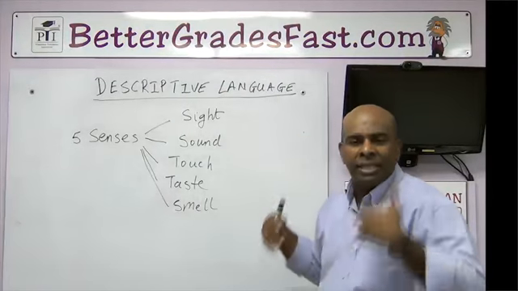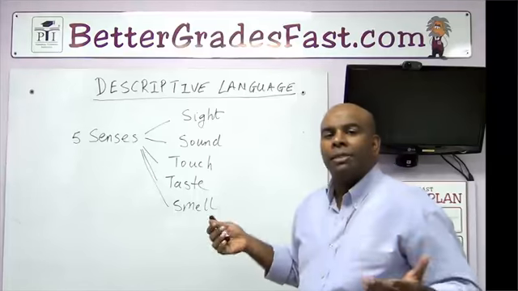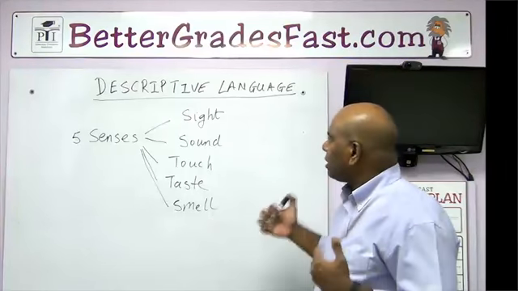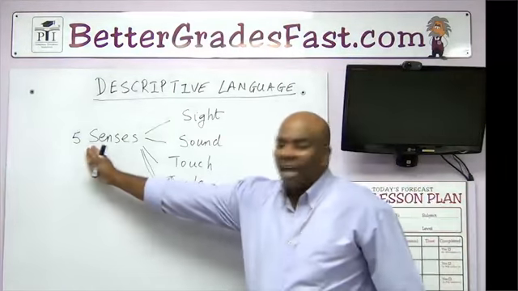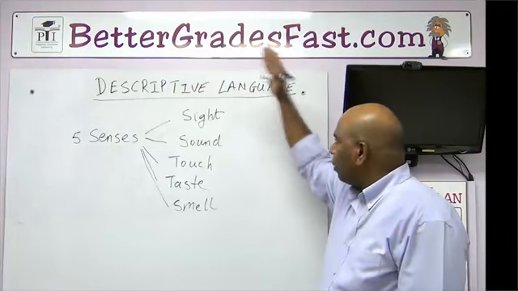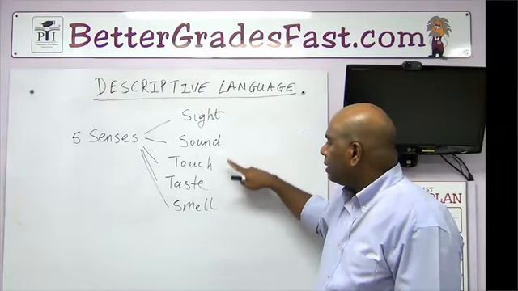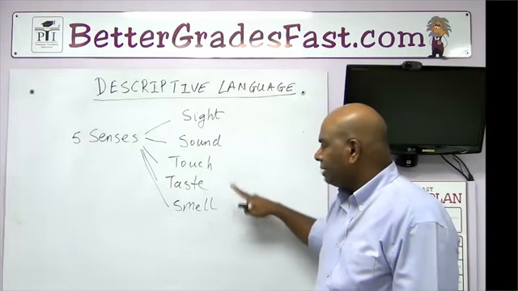Descriptive language is exactly what it says. Language that describes so that we know what's happening. We often use our five senses to create a scene and to create language in our stories. Sight, sound, touch, taste, and smell.